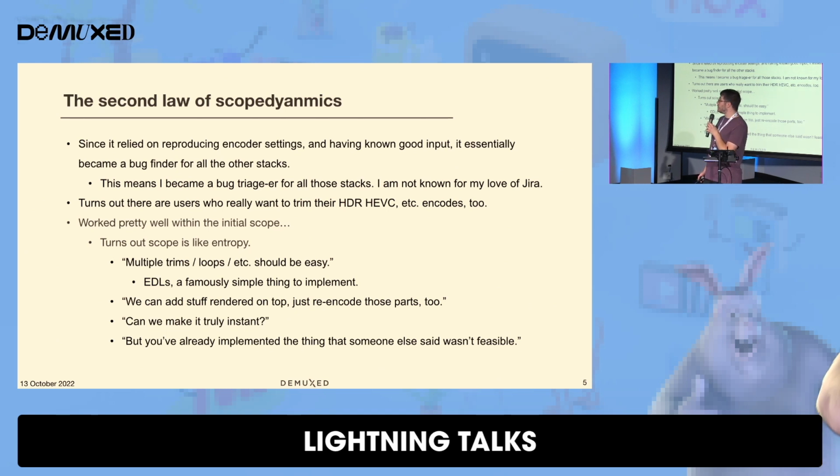Let's call it the second law of scope dynamics. If you show you can do a thing that people said you couldn't do, and then you do it, people want you to do more things you shouldn't do.